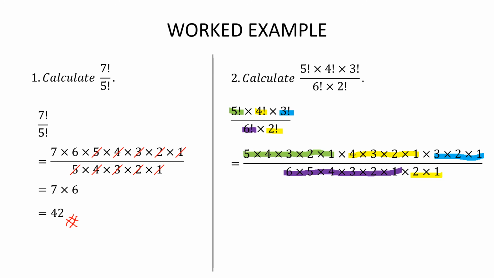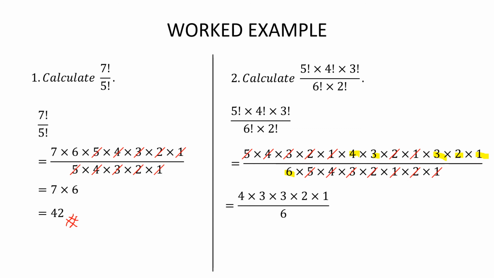Okay, understand? After we open, now we cancel the numbers which are the same above and below. 5, 5, 4, 4, 3, 3, 2, 2, 1, 1, and then 2, 2, and 1, 1. So what is left is 4, 3, 3, 2, 1, divided by 6. So when we calculate, we will get 12 for sure, inshallah.